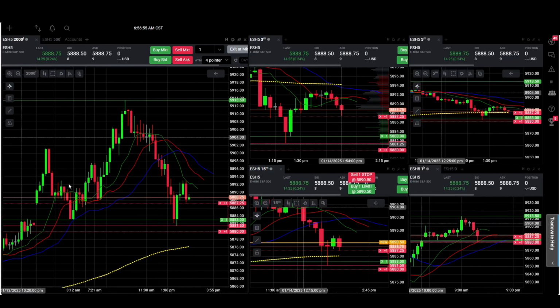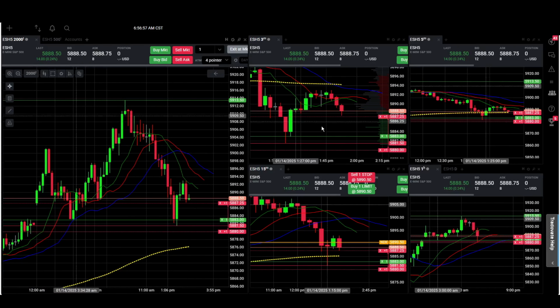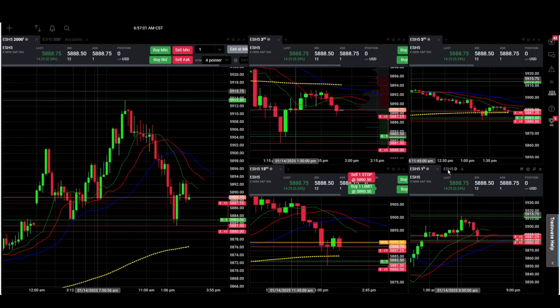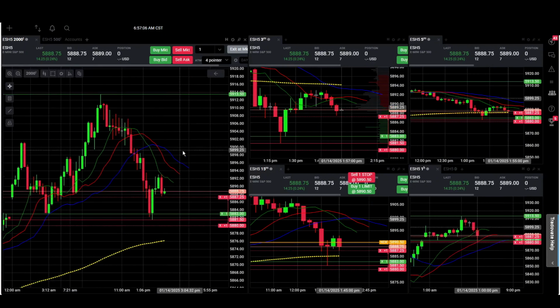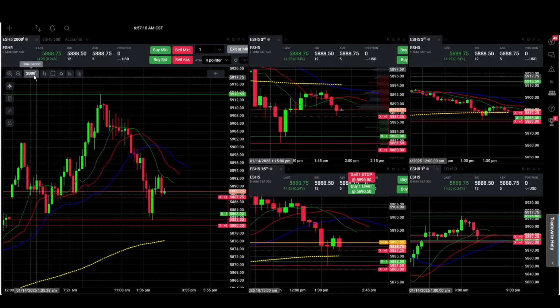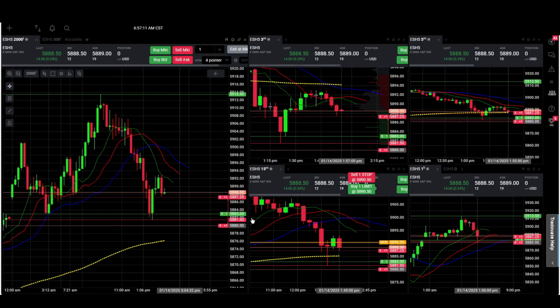This is my standard setup: 2000 tick chart, 3-minute chart, 5-minute chart, 50-minute chart, 1 hour chart, with daily chart. So we start from the high time frames and make our way to the downside.